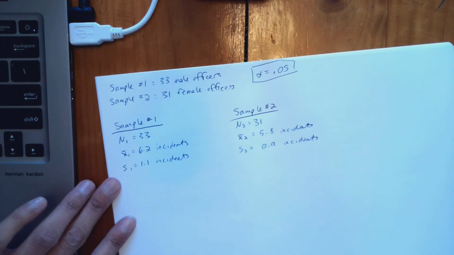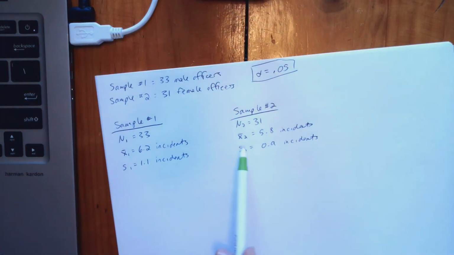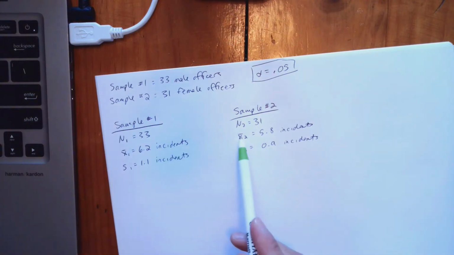So the question is, we can see that there is a difference between these two numbers. The male sample has slightly more use of force incidents than the female sample. But is this a meaningful difference? In other words, can we be sure that this difference didn't happen just by chance? Even though they really use the same amount of force, we just happened to pick a couple of male officers who use more force than average, and a couple of female officers who use less force than average. So what we're going to be doing with this hypothesis test is trying to figure out how likely it is that we would have seen a difference as big as this one if male and female officers really do use the same level of force.